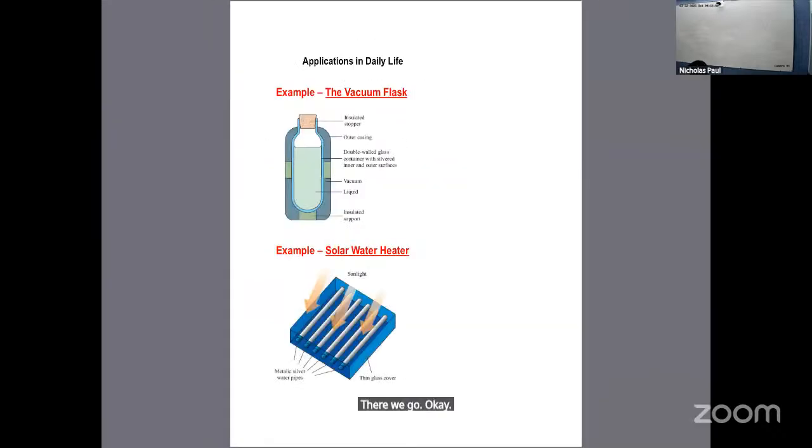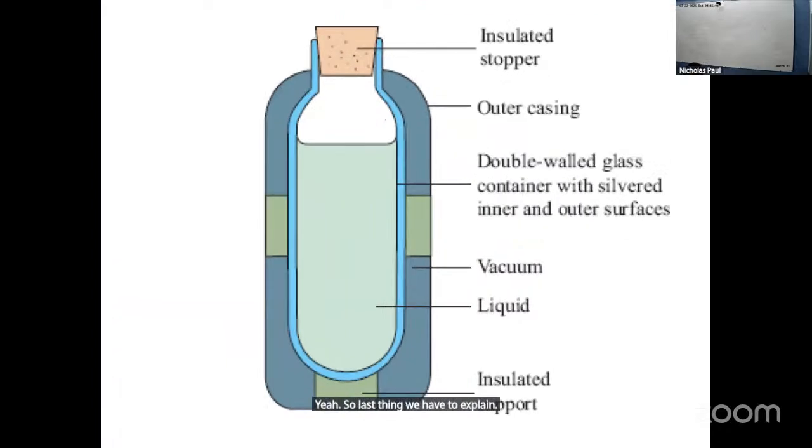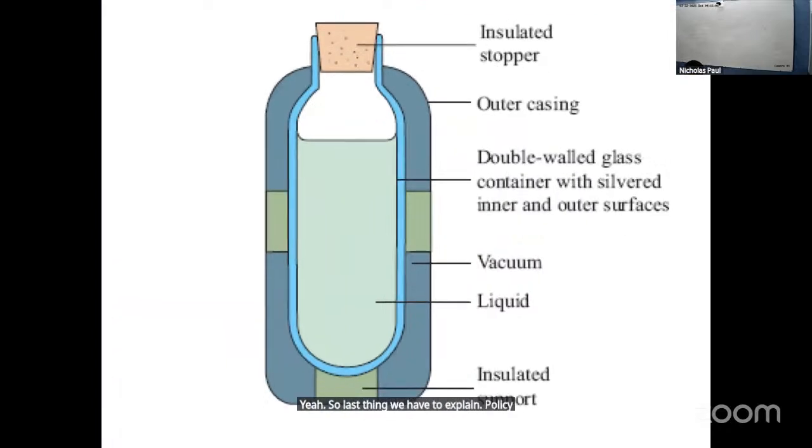All right. So last two things we have to explain. How is heat transferred again? Conduction, convection, radiation. So take a look at that thermos. Some of you have a thermos. How can a thermos keep a hot substance hot or a cool substance cool?